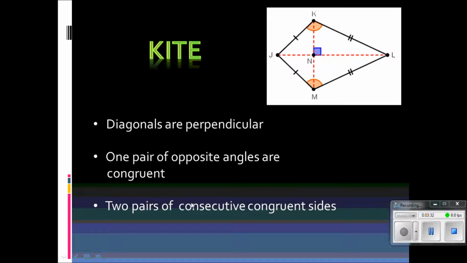And then the last one is that we have two pairs of consecutive congruent sides. And you can see that in the diagram. And consecutive means right next to each other. So this side, or this segment, is congruent to this segment. And then over here, this segment is right next to this segment. That's what we mean by consecutive. So this is congruent to this.